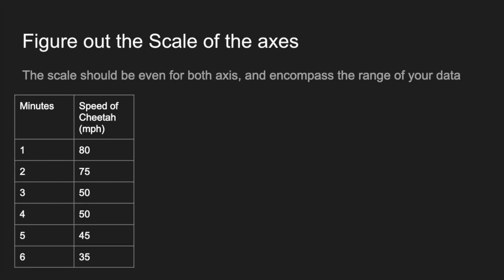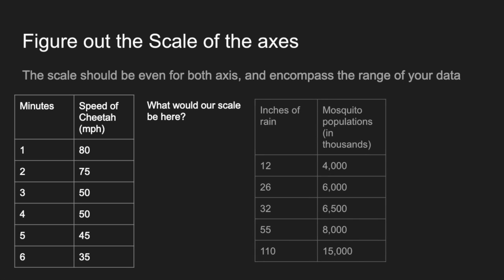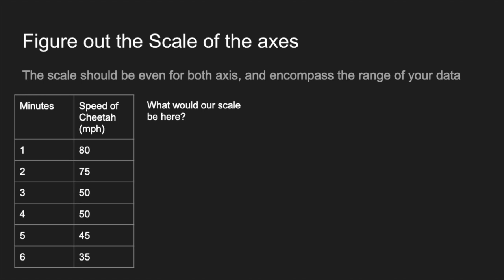And it should include the range of your data. So we have two questions here. We have minutes, and we're going up to 6 minutes with our speed of a cheetah. Let's go back. Our speed of a cheetah, and then so you have minutes and miles per hour. So what I want you to do is write down in the answer box what you believe would be our scale for this one.